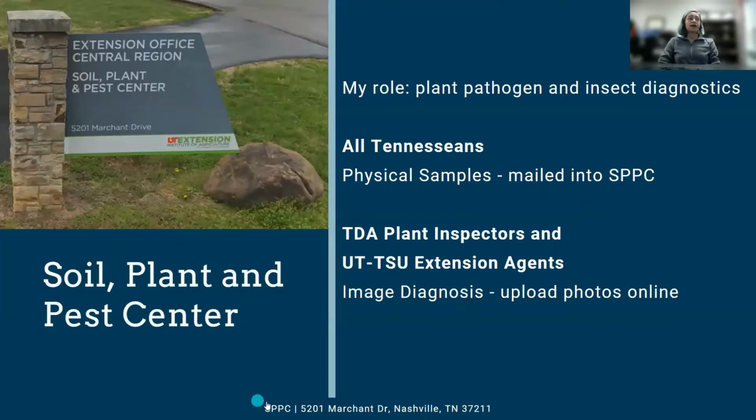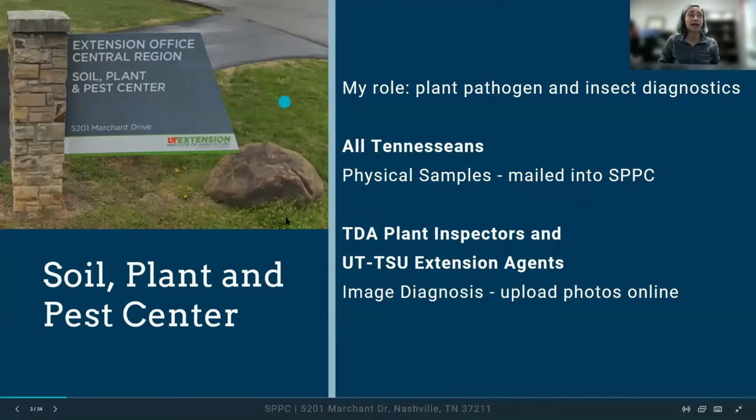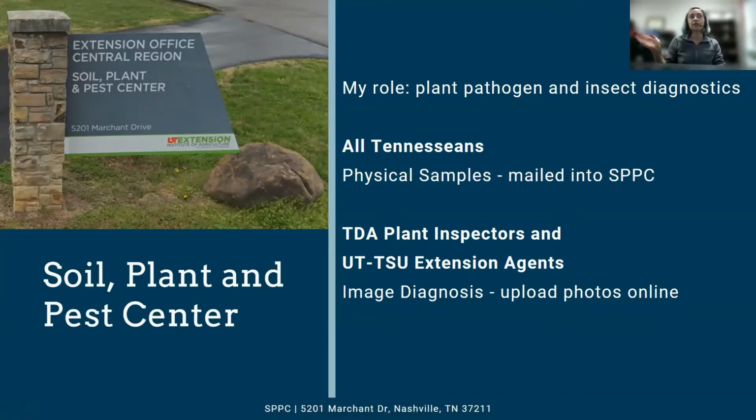So again, our lab is located on the Ellington Ag Center at 5201 Marchant Drive. So y'all can email, we accept samples that are emailed, mailed physically to the Plant and Pest Center. You can also drop them off. And we also have portals for our local county agents and our Tennessee Department of Agriculture plant inspectors to upload images for diagnosis online. So sometimes things can be diagnosed just by an image.